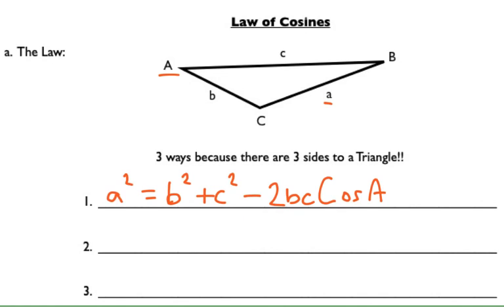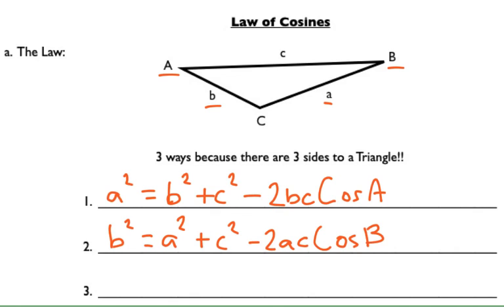Now, let's say we're focused on side length B and angle B. That means I'm going to start with B squared equals, and you might see the pattern here. If I'm focusing on B, A and C are the other guys. So A squared plus C squared minus 2 times A times C times the cosine of capital letter B, angle B. And then last but not least, when we're focusing on side length C and angle C, it's going to be C squared equals A squared plus B squared minus 2AB times the cosine of capital C.